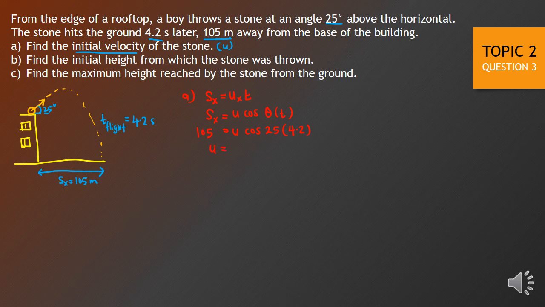So u is 27.58 meter per second. Then the angle would be the same as before, 27.58 meter per second at 25 degrees above the horizontal.